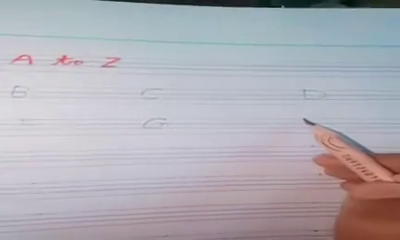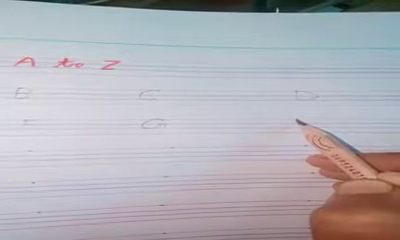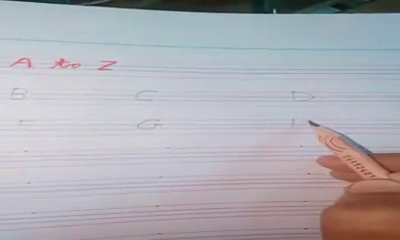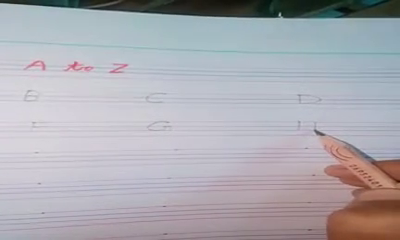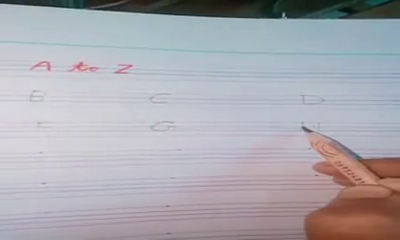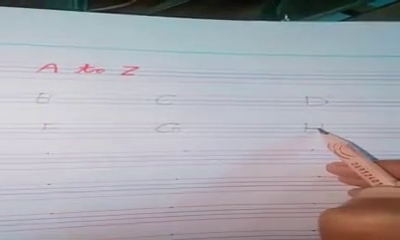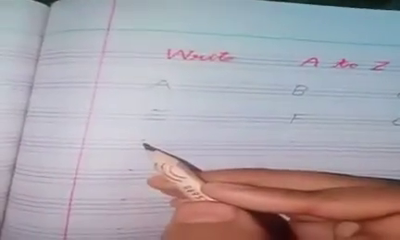G after H. Capital H. Start from the top. Draw two standing lines. One more after like this. Go to the middle, join the lines with a sleeping line like this. This is capital H.